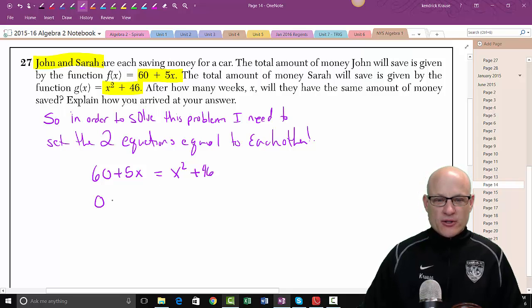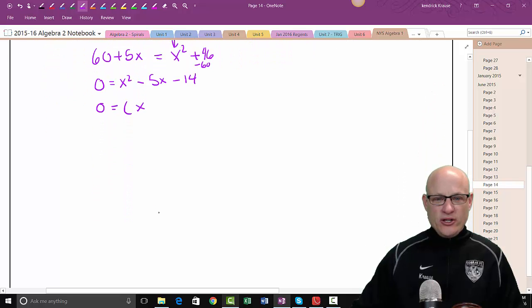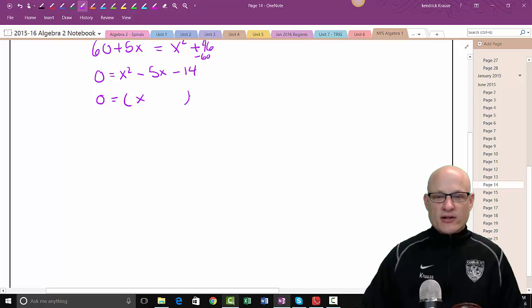We'll bring all this over. So 0 is equal to x squared. Now the x squared is positive on this side, so you want to make sure that stays positive. Minus 5x. And we're going to subtract this 60 over, and so that gives us minus 14. So you get 0 is equal to x squared minus 5x minus 14. It's a quadratic, so we have to solve it.